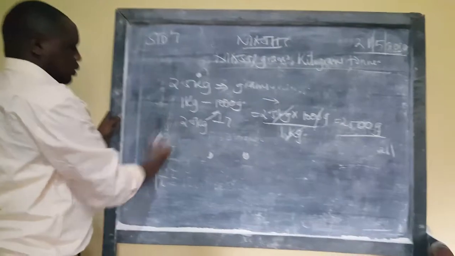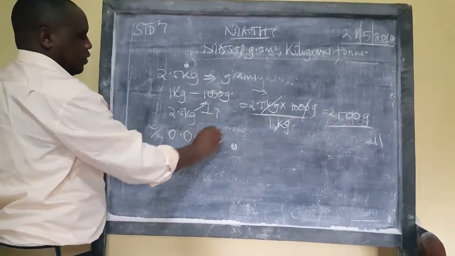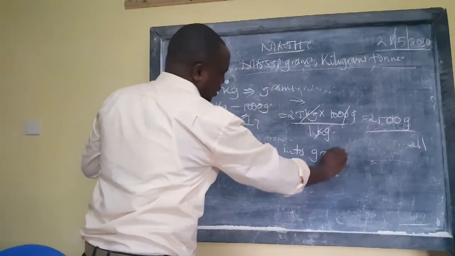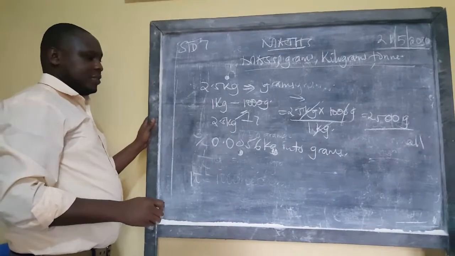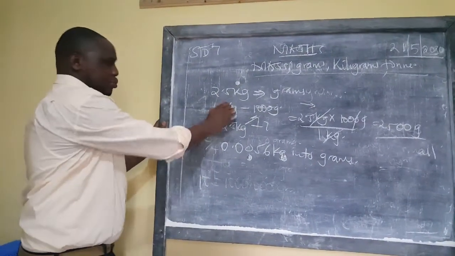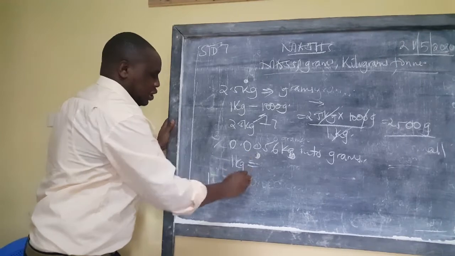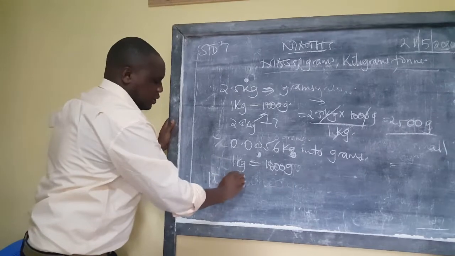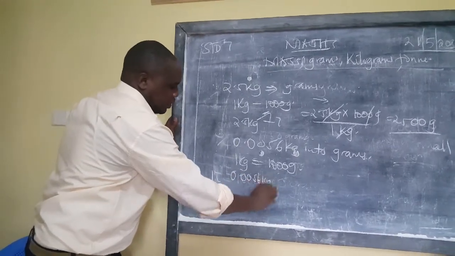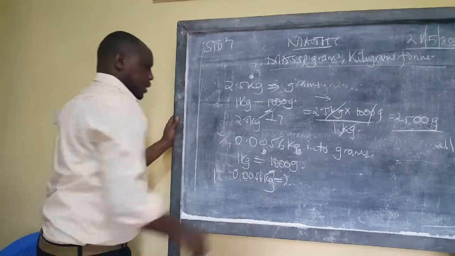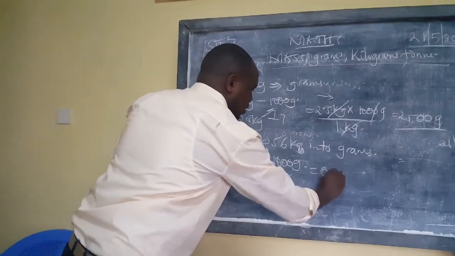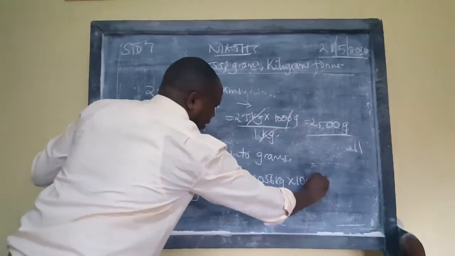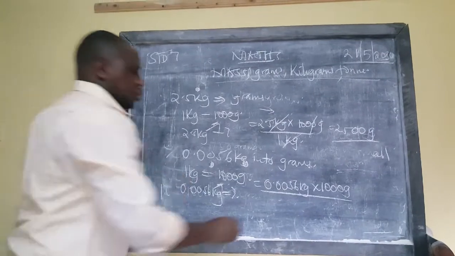Maybe we do another question. Convert 0.0056 kilograms into grams. You simply say 1 kg is equal to 1,000 grams. What about 0.0056 kilogram? What is it in grams? So you multiply like that: 0.0056 kilogram times 1,000 grams over 1 kg.